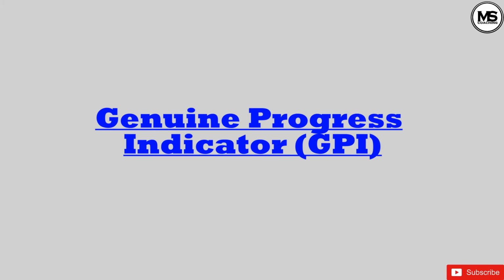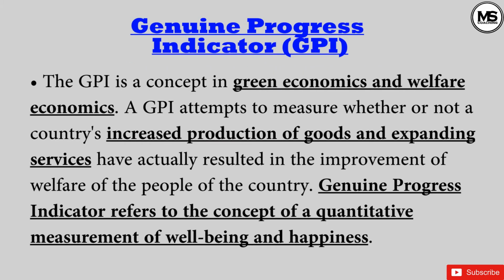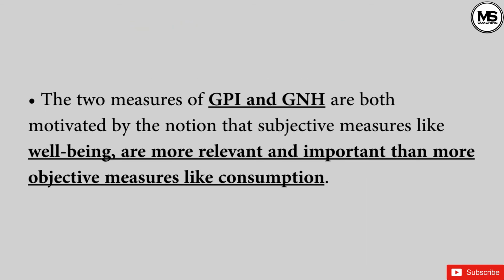Genuine Progress Indicator, GPI. The GPI is a concept in green economics and welfare economics. A GPI attempts to measure whether or not a country's increased production of goods and expanding services have actually resulted in the improvement of welfare of the people of the country. Genuine Progress Indicator refers to the concept of a quantitative measurement of well-being and happiness. The two measures of GPI and GNH are both motivated by the notion that subjective measures like well-being are more relevant and important than more objective measures like consumption.